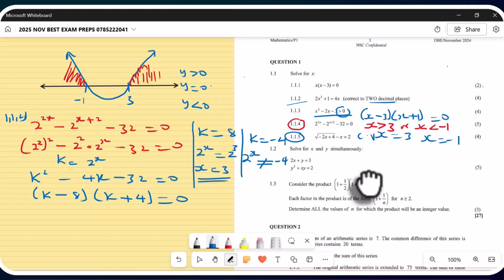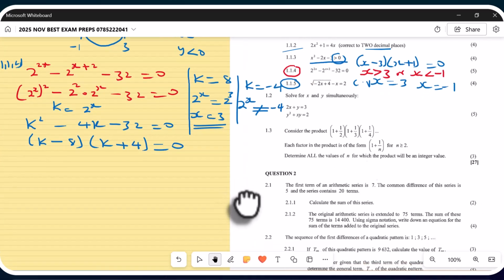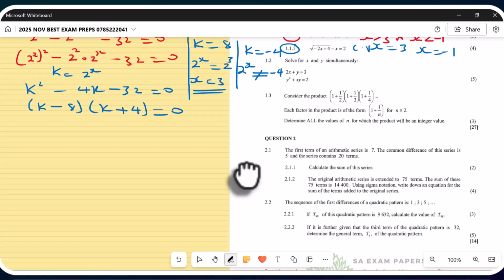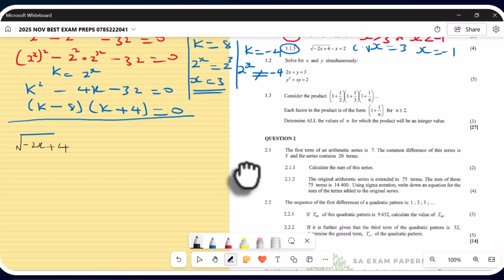Okay, so in here, what I'm going to do now is this. This minus x becomes positive, right guys? So I'm going to have the root of negative 2x plus 4, and then this minus x becomes positive after crossing the equal sign. I'm going to say equals x plus 2.